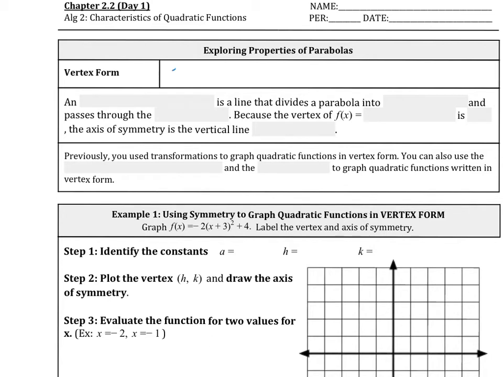Vertex form of a quadratic function is f(x) equals a times (x minus h) squared plus k. Again, h is used to move the graph left or right, and k is used to move the graph up and down. The a should not equal 0, because if a becomes 0, then this whole thing becomes 0. All you are left with is just a simple number, and that will not be a quadratic function anymore. So that's why a should not equal 0.